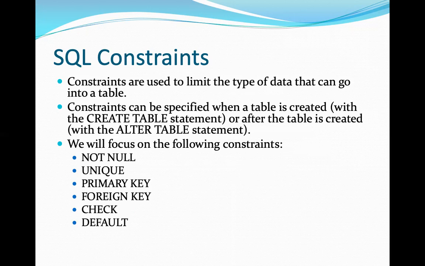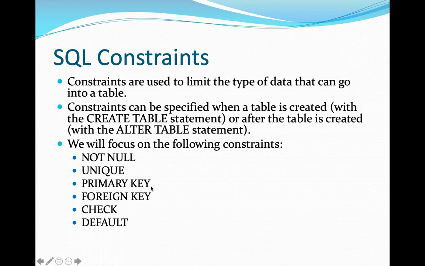So during creation of the table, we can do that, and after the table is created, we can use the alter command to add those constraints into the column. So we have the not null constraint. The not null constraint is telling us that we cannot insert a null value into that particular column. Unique will tell us that you always have to insert a unique value for that particular column.